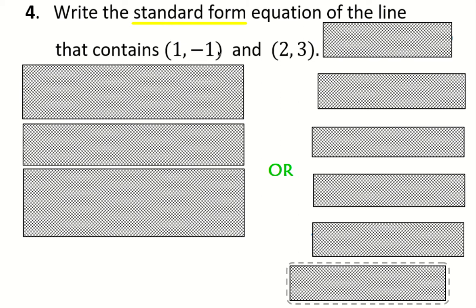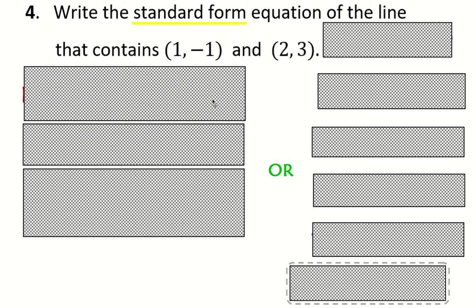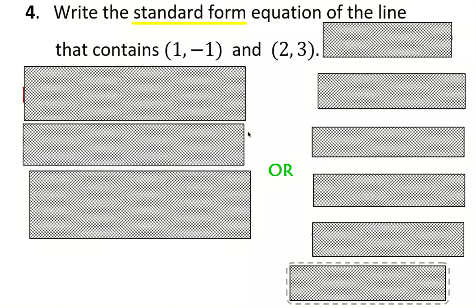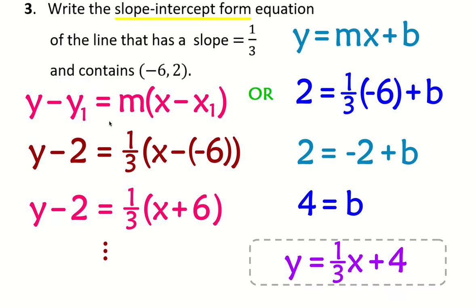So what are they giving you? They're giving you 2 points. Now you're probably thinking to yourself, it would have been nice to have what they had in number 3. In number 3, what they gave us was a point, and they gave us the slope. It would be nice if we knew those 2 things, because then we could use this formula again.